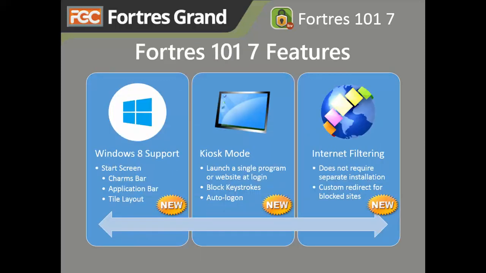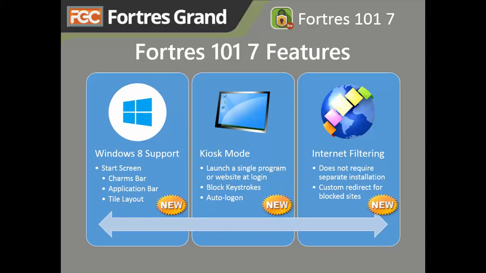Fortres 101.7 includes many new features. Some of those are Windows 8 support, kiosk mode support, and improved internet filtering. With Windows 8 support, the start screen is now something that can be restricted and controlled through Fortres 101. You can prevent users from accessing the charms bar or individual charms on the charms bar. You can also prevent access to the application bar and the tile layout. So if you don't want users to be able to rearrange the tiles on the Windows 8 start screen, you can do that with Fortres 101.7.